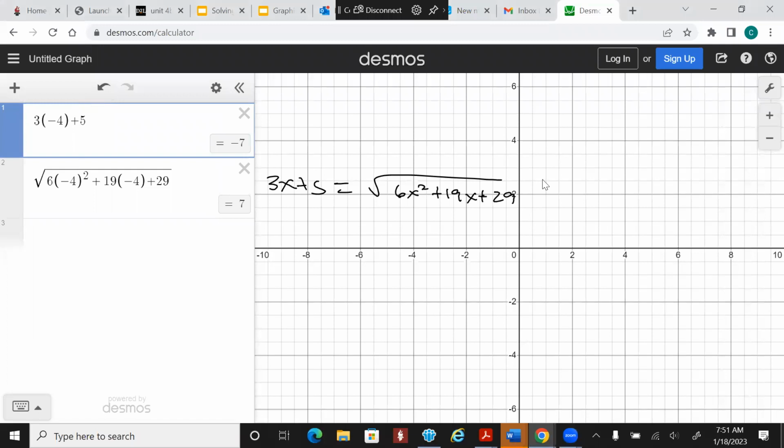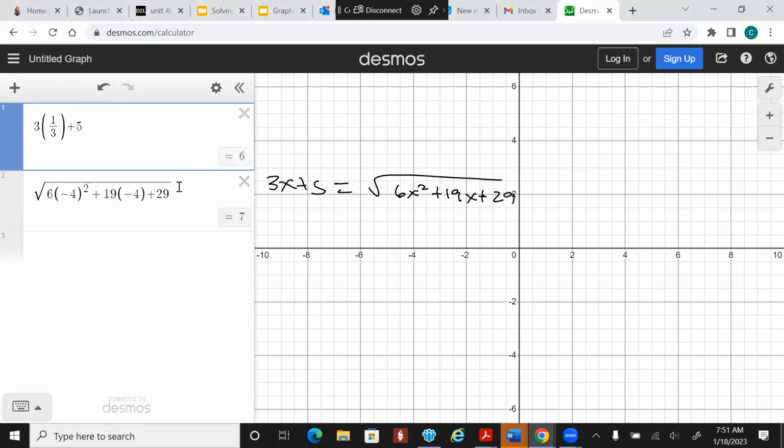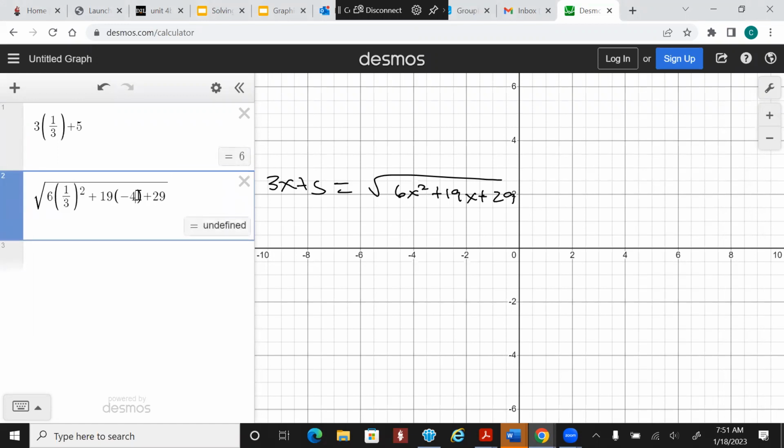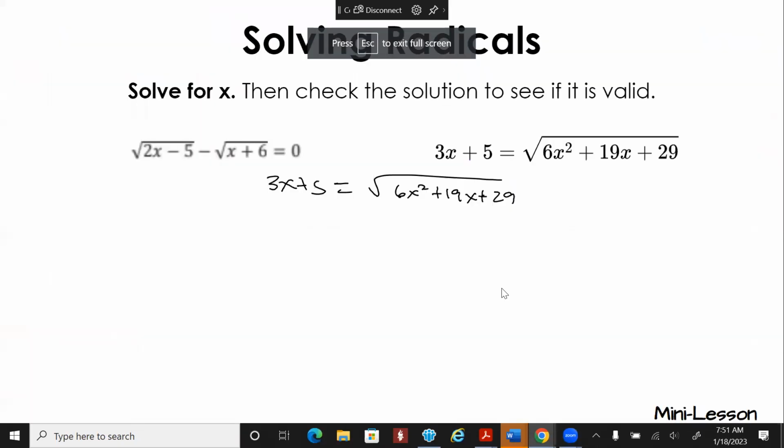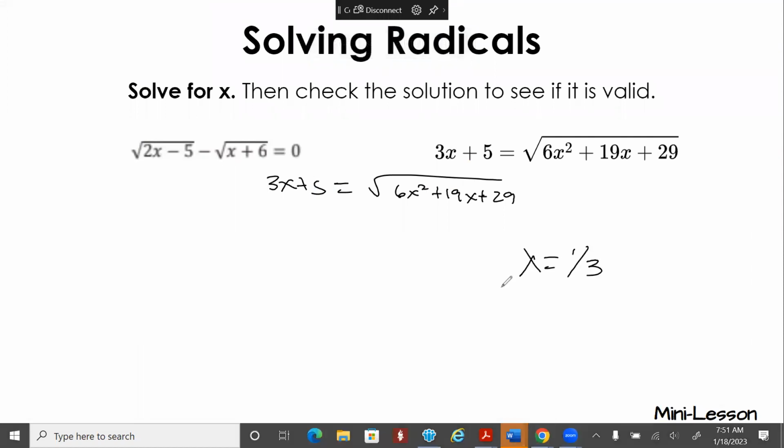Okay, and what was our other solution? 1/3. So we're going to plug 1/3 in. Those are equal to each other. So we would have 1/3 as an answer. So coming back in here, we would have x equals 1/3 as our final answer. Okay, so Desmos definitely is going to be your friend when it comes to this stuff.